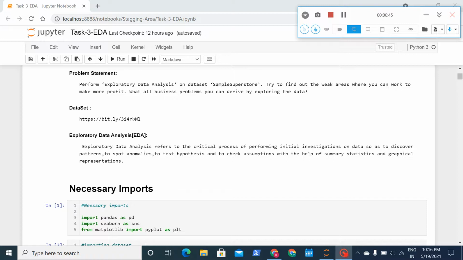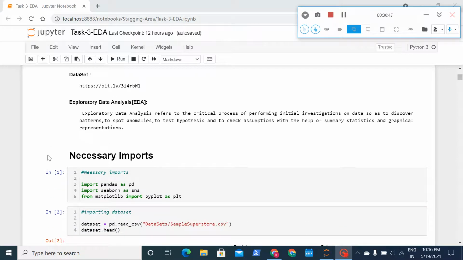The dataset is available in this link, you can check it out. We provide a solution by exploring the data, by a process known as exploratory data analysis, that is analyzing the given dataset and turning it into useful insights. Exploratory data analysis refers to the critical process of performing initial investigations on data so as to discover patterns, to spot anomalies, to test hypotheses, and to check assumptions with the help of summary statistics and graphical representations.